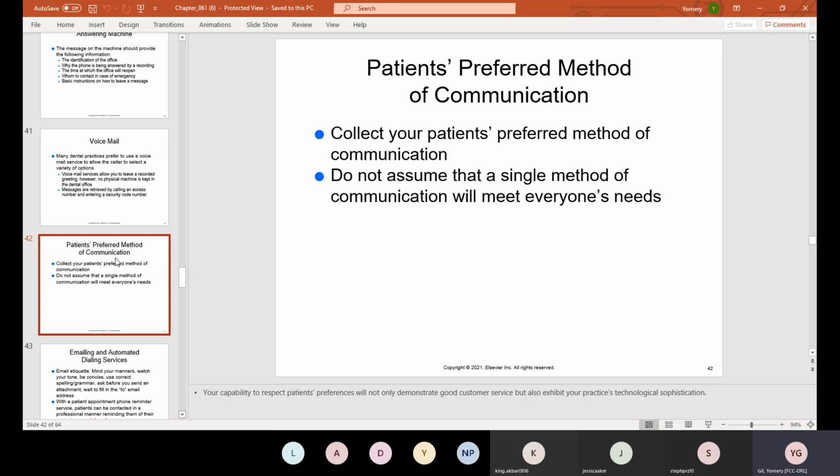Patient's preferred method of communication. So collect your patient's preferred method of communication. Do not assume that a single method of communication will meet everyone's needs. If you have filled out any forms lately, you will see on the forms it says preferred method of communication, and it'll say text message, voicemail, or email. And then you pick all the ones that apply. Or if only one applies, then you just check the one.